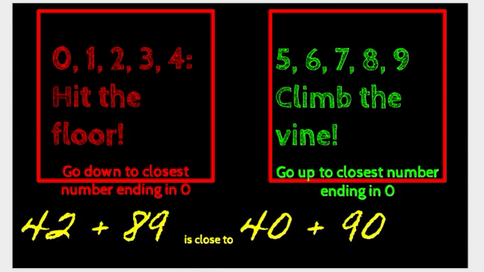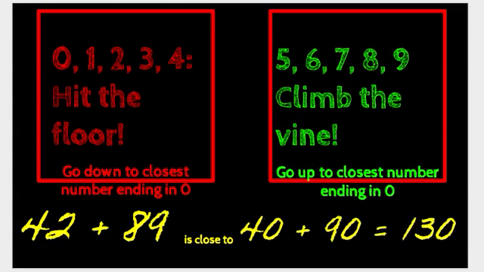The 2 would fall within the hit the floor category, so 42 would be rounded to the number 40. Meanwhile, 89, the 9 in the ones place, falls in the climb the vine category, so that means that 89 will be rounded up to the number 90. That means if we were to solve 40 plus 90, we would end up with 130. So we should expect our answer, if we were to solve 42 plus 89, to be about, roughly estimating, a ballpark estimate, about 130.